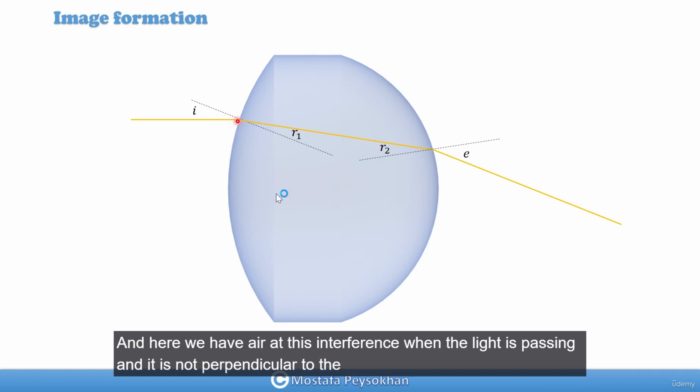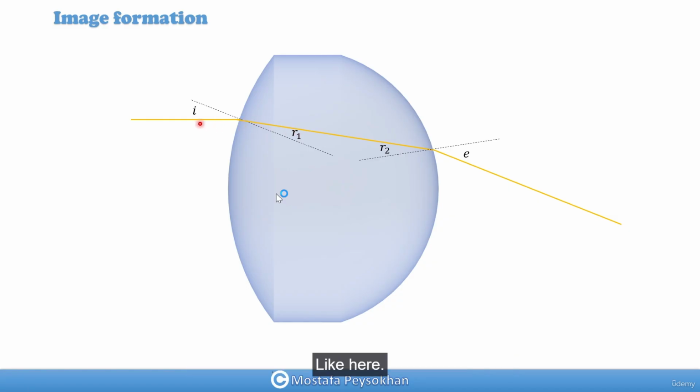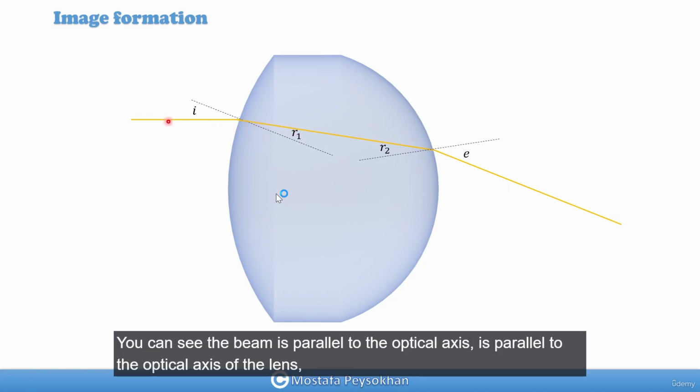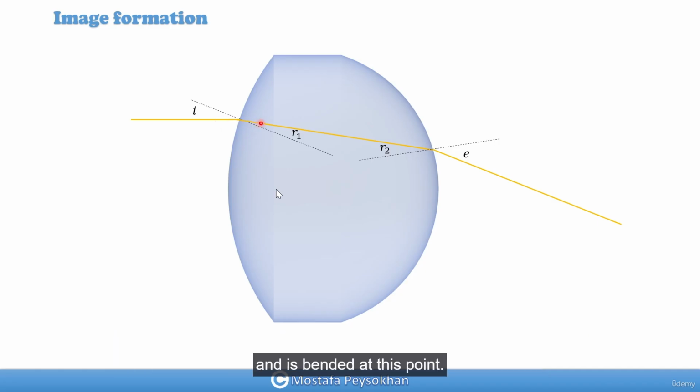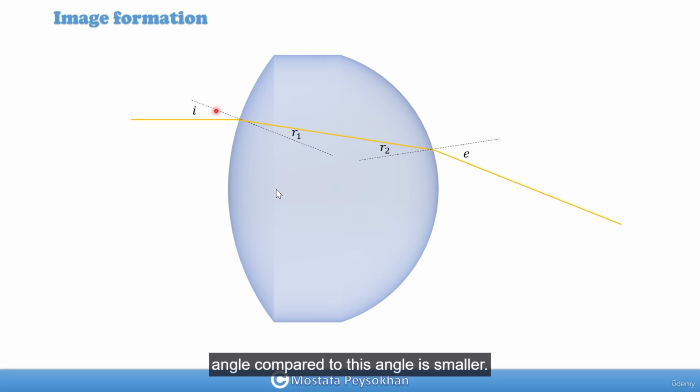At this interface, when the light is passing and it is not perpendicular to the normal vector, the light is going to get bent. Like here, you can see the beam is parallel to the optical axis of the lens, and is bent at this point. Because the refractive index of the glass is higher than the refractive index of the air, this angle compared to this angle is smaller. So the light gets closer to the normal vector.